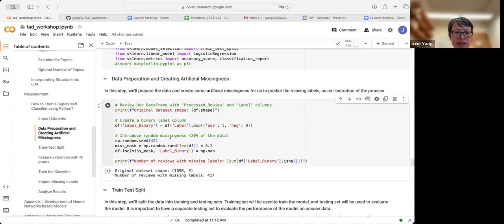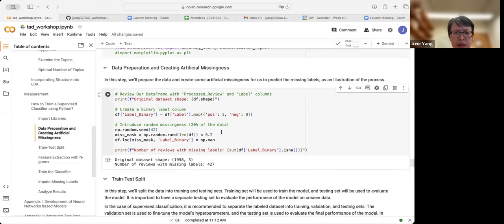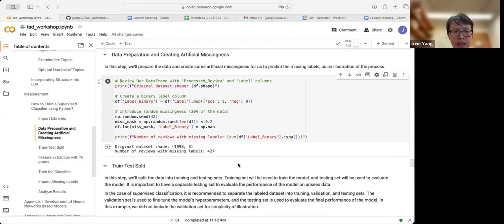By inserting some missingness in our data set, you will notice that I still have a similar number of documents, 1,998 documents, but I have 400-something documents with a missing label. So we don't know if they're positive or negative.